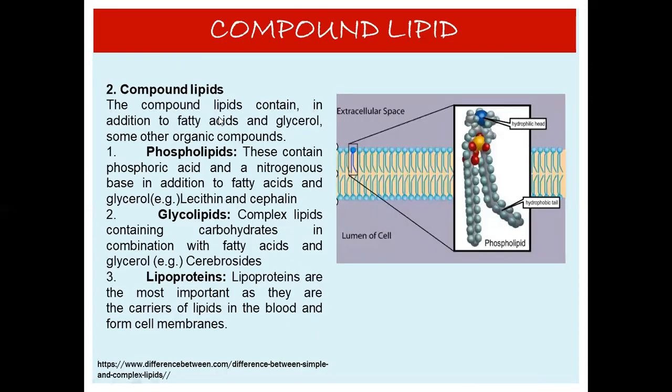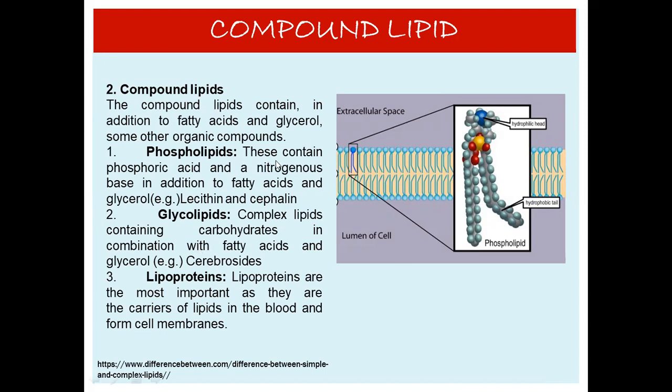Okay, next we'll quickly see what compound lipids are. Compound lipids contain, in addition to fatty acid and glycerol, some other organic compounds. Simple lipids had only fatty acid and glycerol. Here you can see that with fatty acid and glycerol, there are some other organic compounds. Okay, so what are those? Depending on those other organic compounds, we can classify them in three ways: phospholipids, glycolipids, lipoproteins.